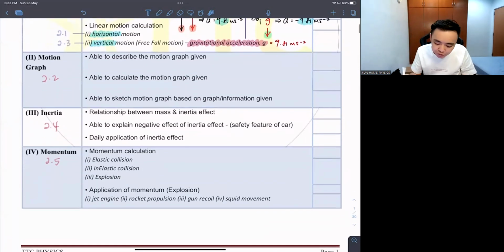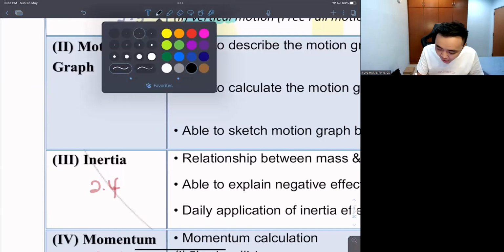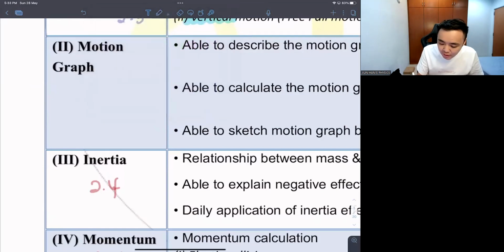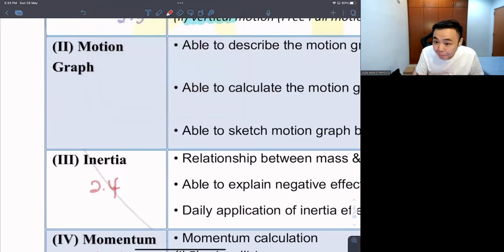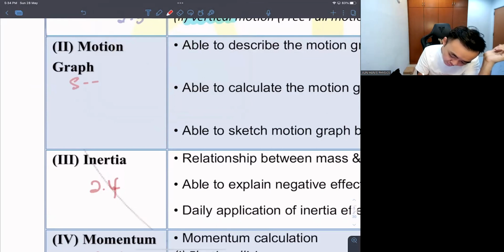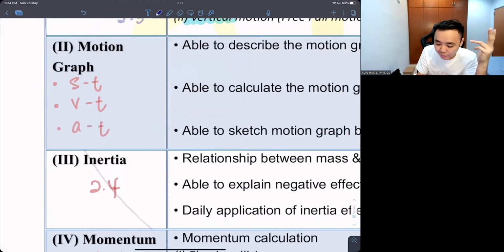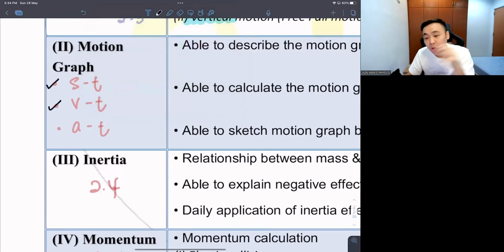Now next, motion graph. Another problem, headache, right? First thing first, how many types of motion graph do you have that you learned before? 3. Which is what? Displacement time graph. Yep, displacement time graph. Second, velocity time graph. Third one, acceleration time graph. Which one is most important in your motion graph? These two.